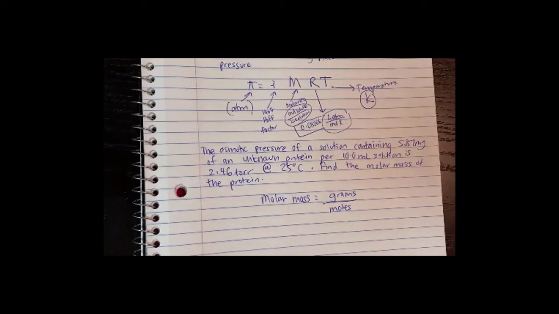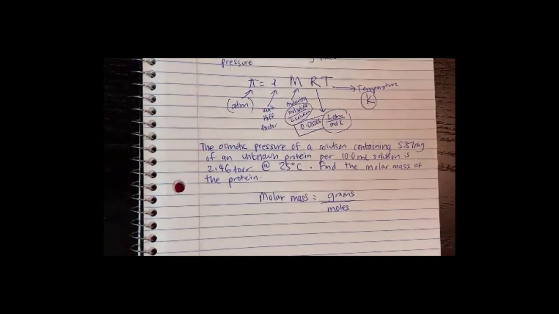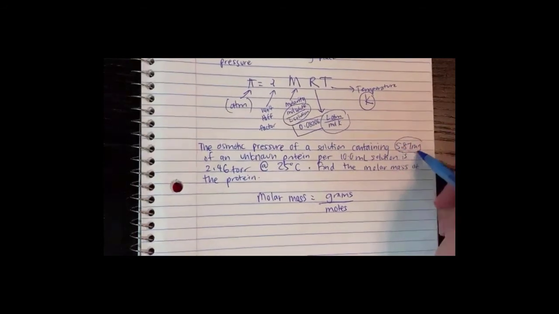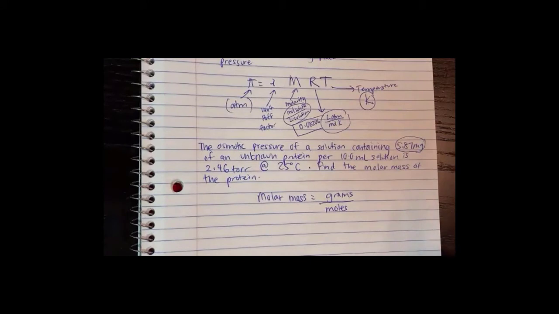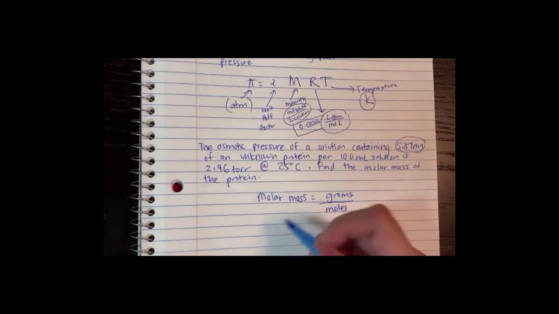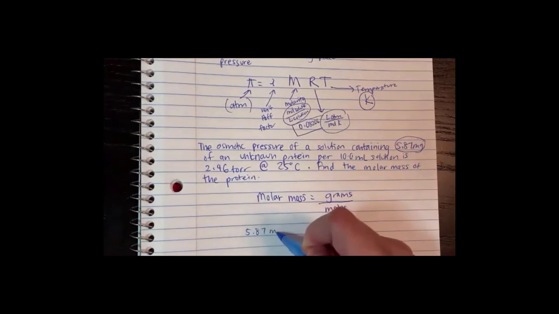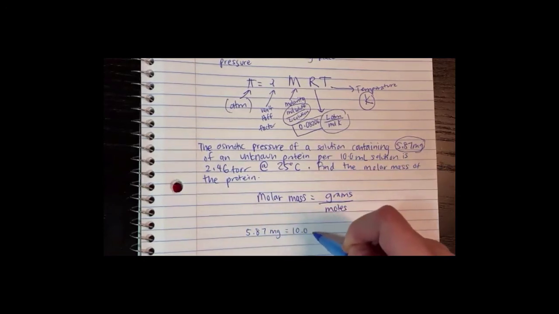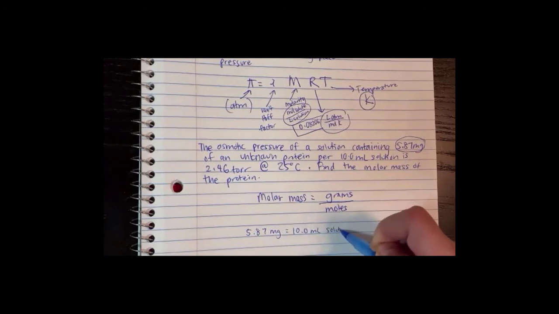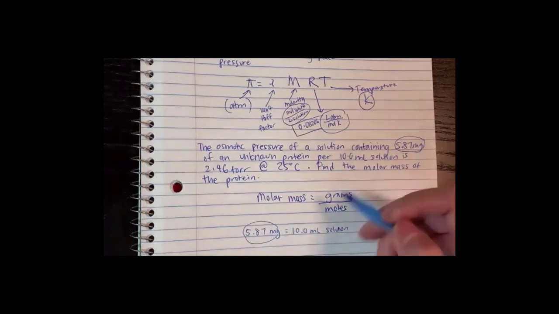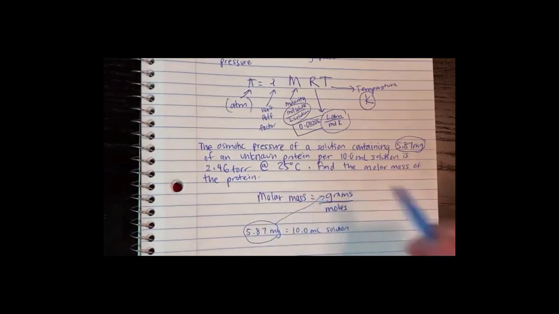So is there anywhere here that we can find grams of a protein? Because they want the molar mass of the protein, so you need to find grams of protein. Well, yes, look here. This is in milligrams. You can easily convert it to grams, okay? So they tell you 5.87 milligrams can be found in 10 mils of solution. So we'll take this part here and we're going to convert it to grams.